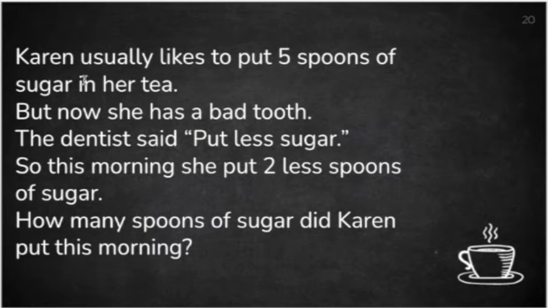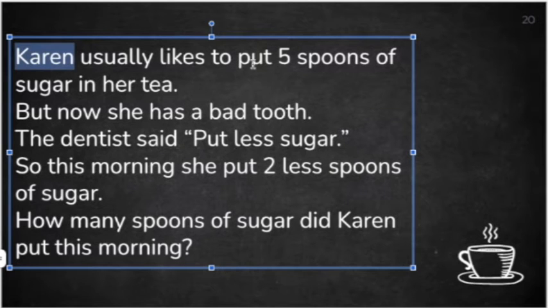Okay, so this is another story. Karen usually likes to put 5 spoons of sugar in her tea, but now she has a bad tooth. The dentist said, "Put less sugar." So this morning she puts 2 less spoons of sugar. How many spoons of sugar did Karen put this morning?